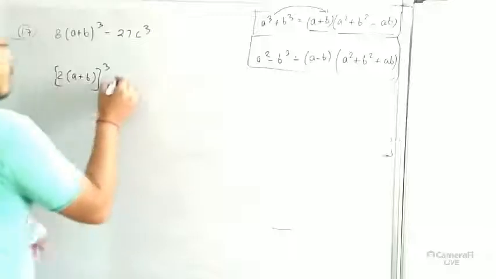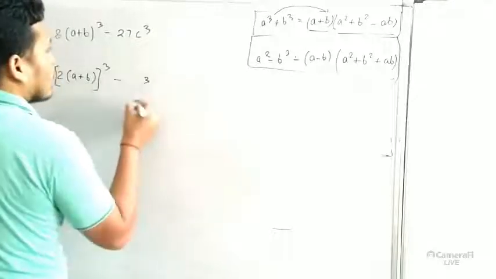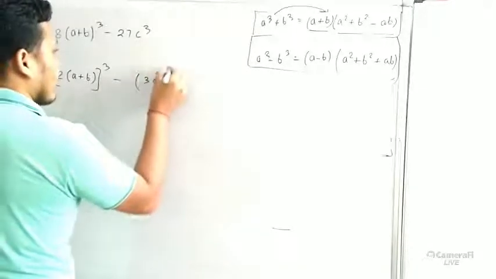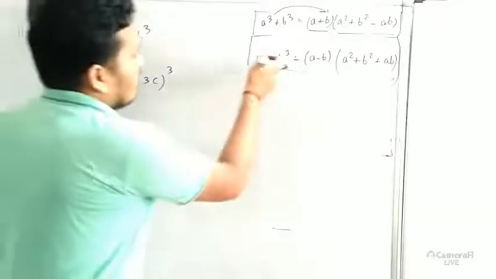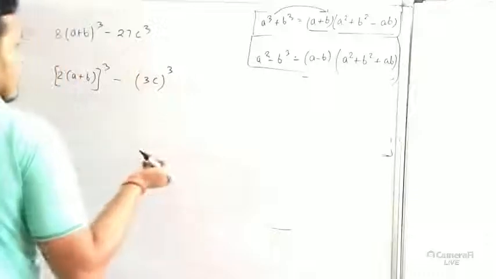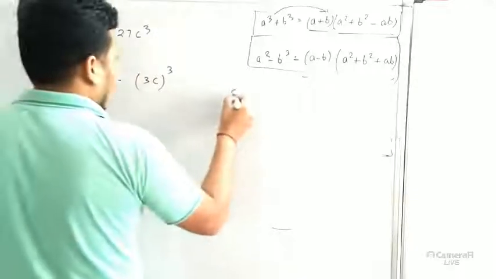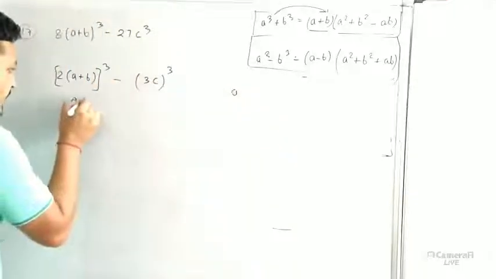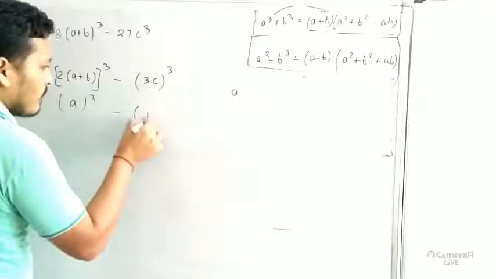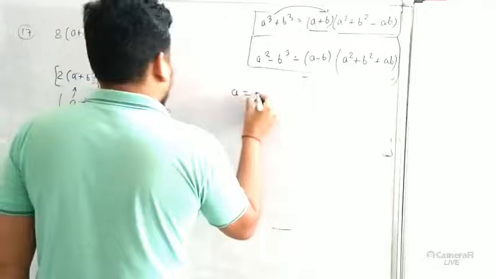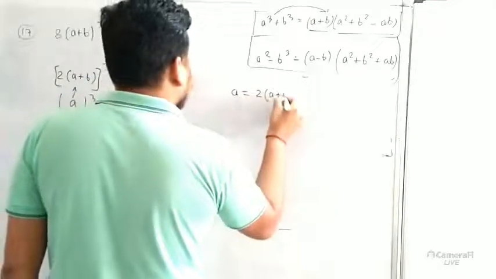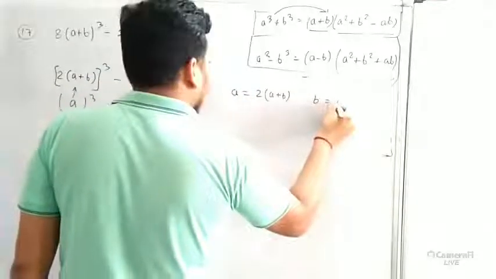Okay, same here we can write 27. So 27 is 3 cubed and then c, and outside is cube. So 3 times 3 is 9, times 3 is 27, c cube. So it is the formula of a cube minus b cube. A cube minus b cube is (a minus b)... So sir, what is the a? The whole part is a and outside is cube, minus the whole part is b and outside is cube. So a is equal to 2(a plus b) and b is equal to 3c.